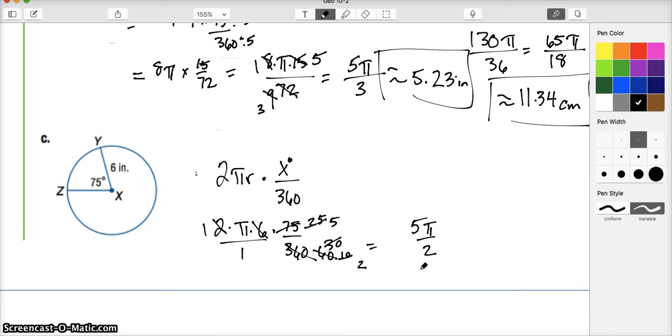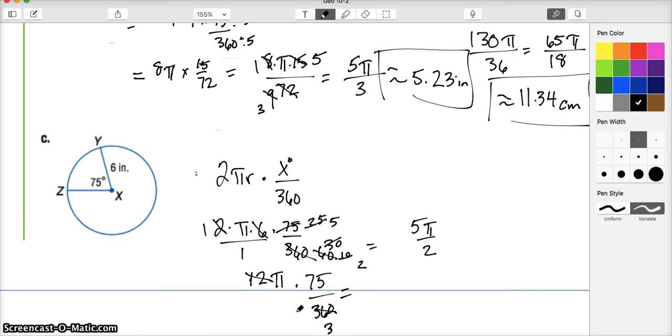That looked like some kind of witchcraft. I know you're like, what on earth happened there? Hopefully it kind of made sense though. I kind of just reduced everything out. Let's talk about what we could have done had we not done that. What we could have done is taken the 2 times 6, you get 12 pi times 75 over 360. And then you could reduce it any way you like, just looking for common factors. Do you want to see me reduce it again? I don't think you do, but I'm going to do it anyway.